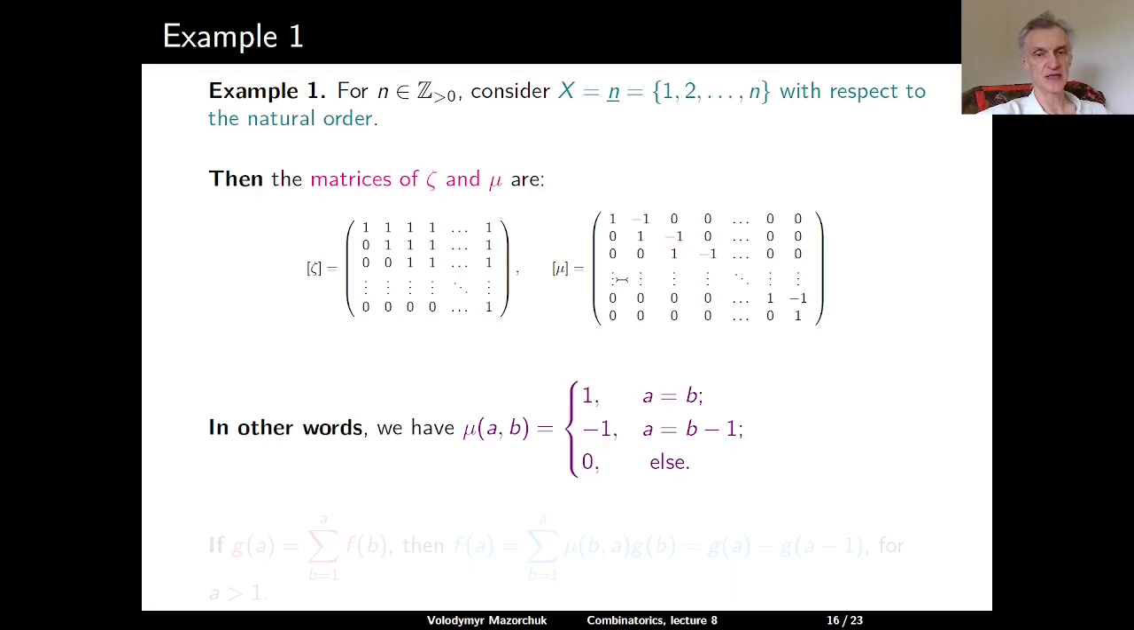So in other words, in this case, mu of a comma b is equal to 1 if a is equal to b. It's equal to minus 1 if a is equal to b minus 1, and it's equal to 0 otherwise. So if our function g is obtained from f by adding up over all smaller numbers, so g of a is equal to the sum over all b from 1 to a of f of b, then f of a is equal to the sum over all b from 1 to a of mu of b comma a times g of b, and it's equal to g of a minus g of a minus 1 for any a greater than 1.